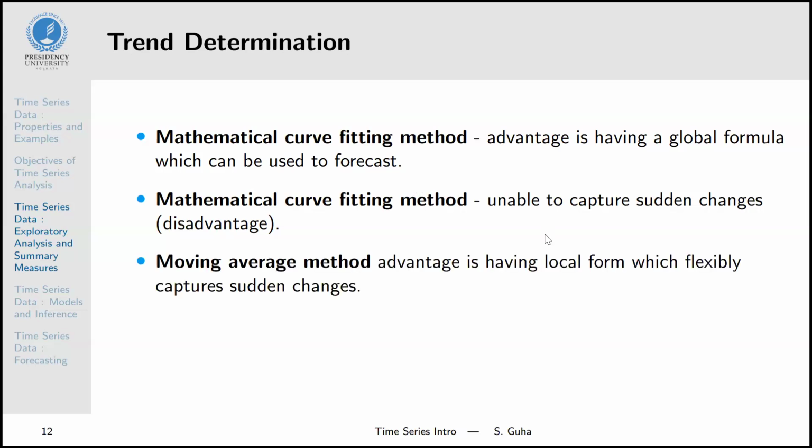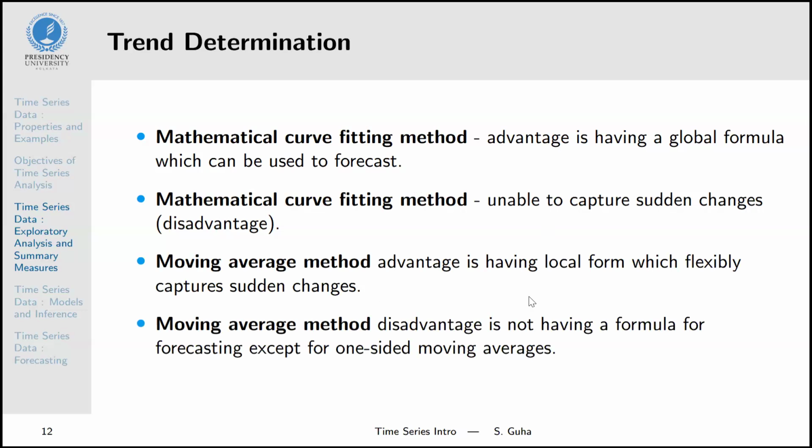On the contrary, if you use the moving average method, it is very flexible. It's local in nature, that's why it is very adaptive to sudden changes. But then definitely it will also have some disadvantage. That disadvantage is that it doesn't give you any global formula, except if you are working with a one-sided moving average. There is a concept of one-sided moving average, but we are not going to talk about that. For the kind of moving average I was talking about, you cannot get a global formula to do forecasting. Let me explain what I mean by that.